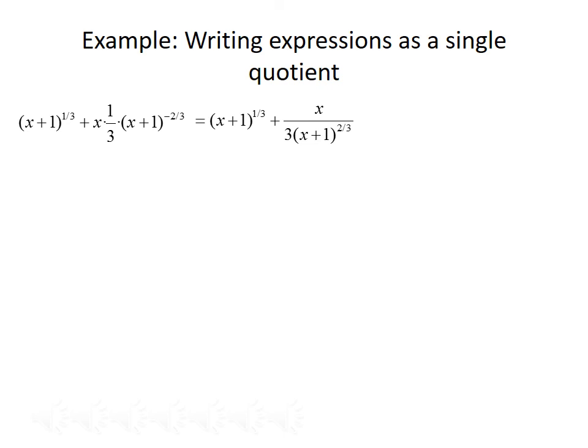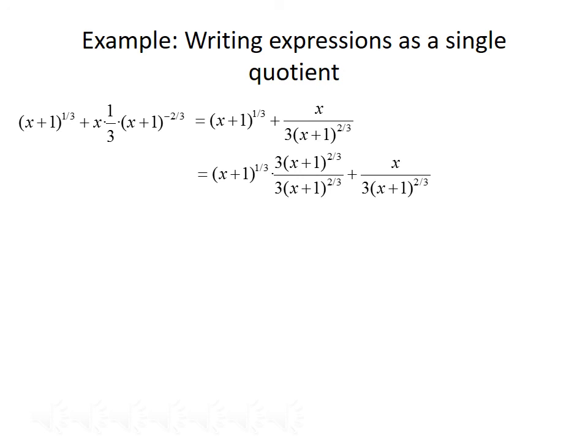So the x can stay in the numerator, and the 3 will be in the denominator, and x plus 1 to the negative 2/3 tells us that we could write x plus 1 to the 2/3 in the denominator. Now in order to add these together, we want to have a common denominator. So our common denominator will just be 3 times x plus 1 to the 2/3 power. So to get the common denominator, we'll need to multiply the first term by 3 times x plus 1 to the 2/3 over 3 times x plus 1 to the 2/3.